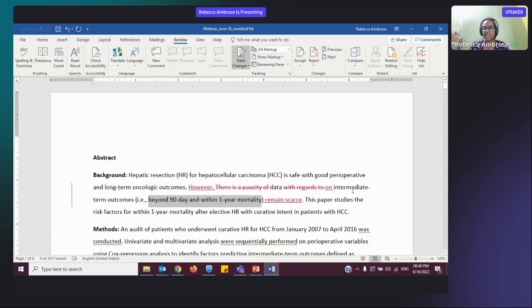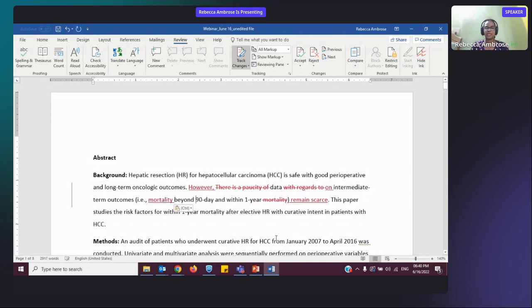So they've given an example of intermediate term outcome. Over here, they're basically referring to mortality that happens after 90 days after the surgery, and 1 year within the surgery. So we'll say something like this: mortality beyond 90 days and within 1 year of surgery, which in this case is hepatic resection. So this change is specifically made for readability.